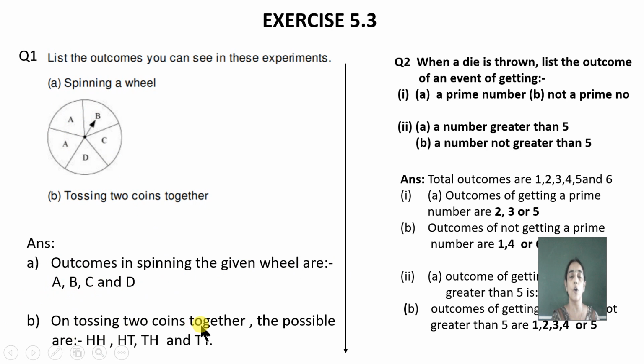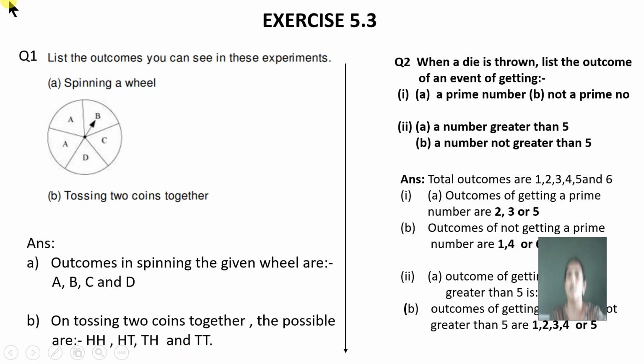On tossing 2 coins together, the possible outcomes are, here the word outcome is missing, it's my typing error. So here on the first coin it may be head and in the second coin also it may be head. The first one head and the second one it may be tail. And the first coin it may be tail and on the second one it may be head. And in both the coins it may come out to be tail. So HH, HT, TH and TT are the possible outcomes.